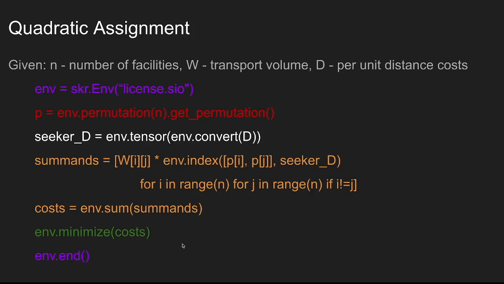In this case, the function is called P, not F as before, but it's a permutation of the facilities on the locations. And now you see that we take this matrix D and we convert it. This is typically a matrix that consists of doubles. We convert it into a matrix of terms, and this matrix of terms we can then turn into a tensor. And we call this tensor seeker D.